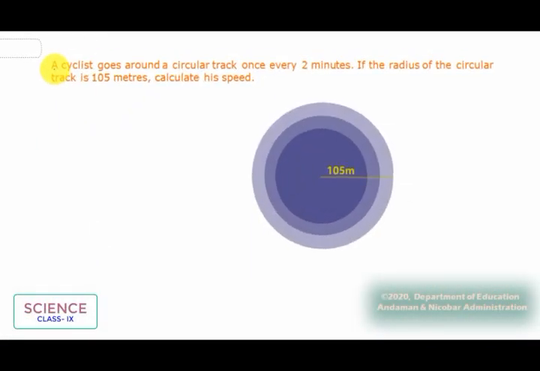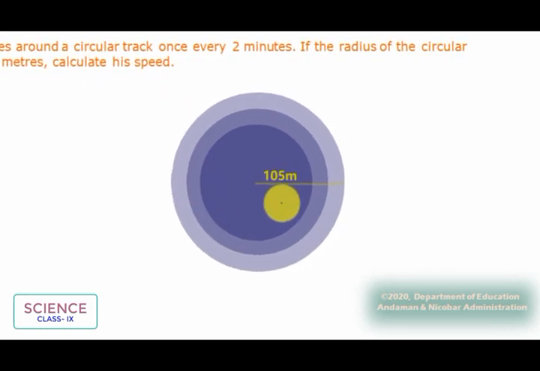Look at the question. A cyclist goes around a circular track once every 2 minutes. If the radius of the circular track is 105 meters, calculate his speed. Now look at the picture. Here the radius of the circular track is 105 meter. The cyclist takes 2 minutes to complete one rotation.